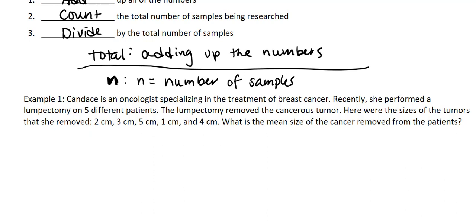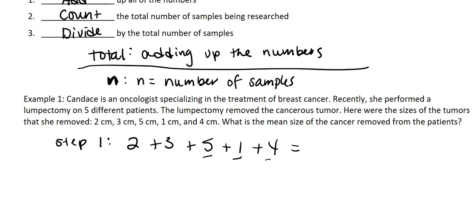So let's add up all the numbers. We're going to find the total, so step 1: 2 plus 3 plus 5 plus 1 plus 4. Well, 2 plus 3 is 5, plus another 5 is 10, 11, 15. And always feel free to get the calculator out.